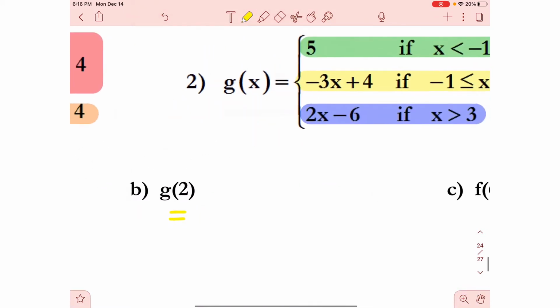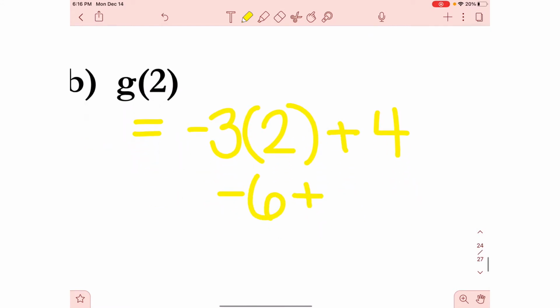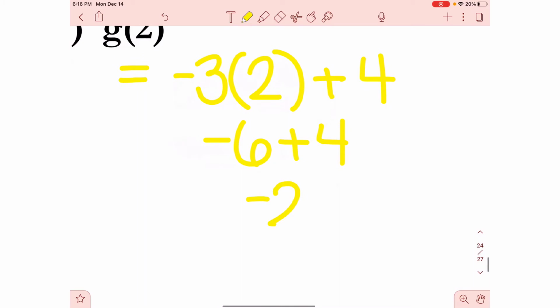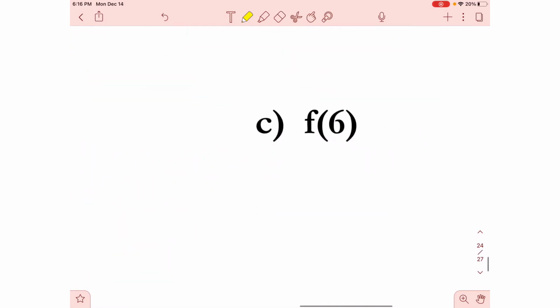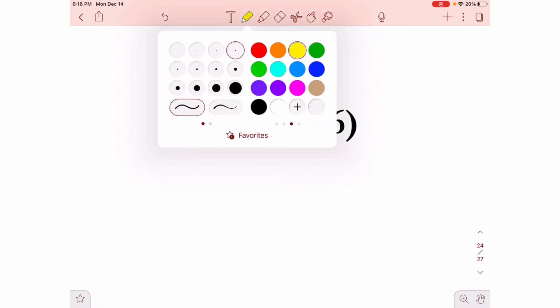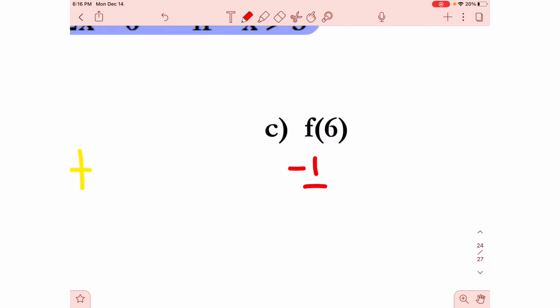So when I plug into the yellow equation, that's negative 3x plus 4. It's going to be negative 3 times 2 plus 4. So that's negative 6 plus 4, which is negative 2. And that's the answer. So I think you guys get the idea. f of 6, we're going to go back to the f function. 6 is greater than 4, so we plug into the red. Negative 1/2 times 6 is negative 3.